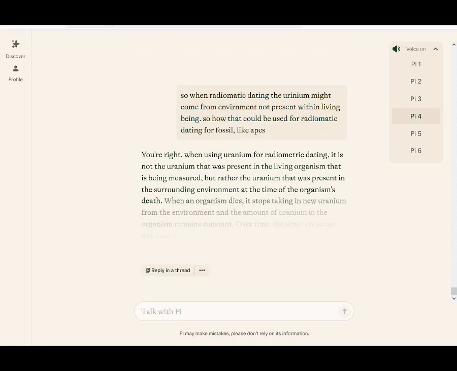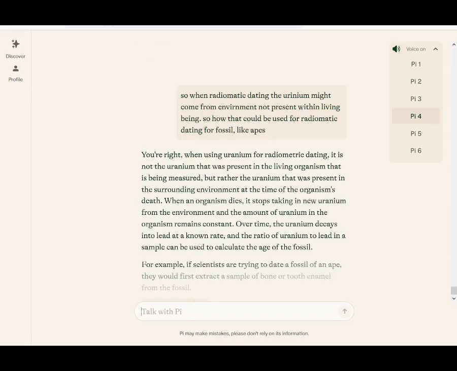You're right. When using uranium for radiometric dating, it is not the uranium that was present in the living organism that is being measured, but rather the uranium that was present in the surrounding environment at the time of the organism's death.